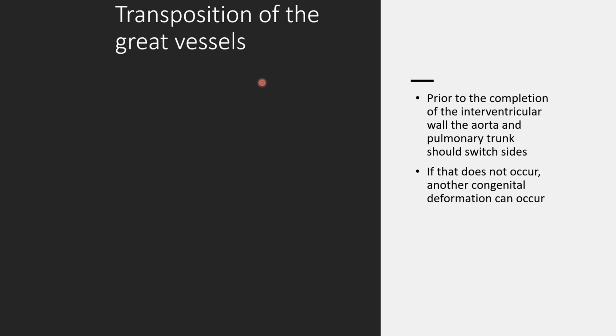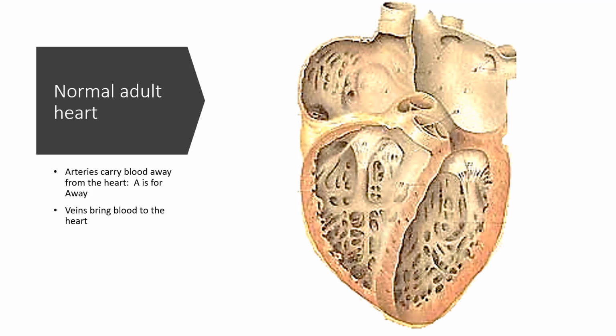Now we do have a condition called transposition of the great vessels, where the vessels actually fail to move. What has to happen, prior to forming the 4-chambered heart, is that the aorta and the pulmonary trunk have to switch sides. If not, they're on the wrong sides and it's not compatible with life.